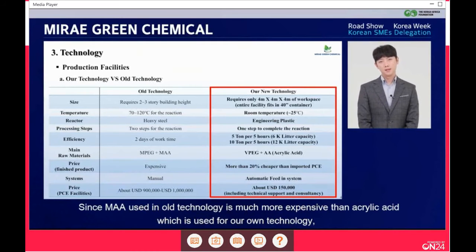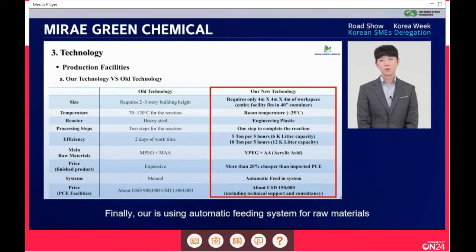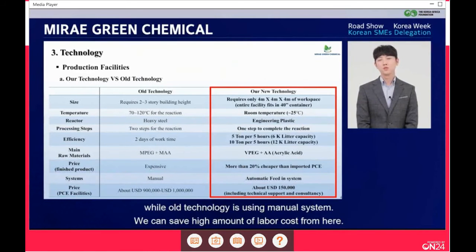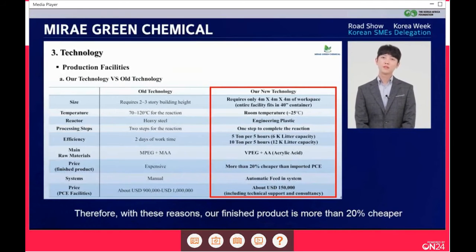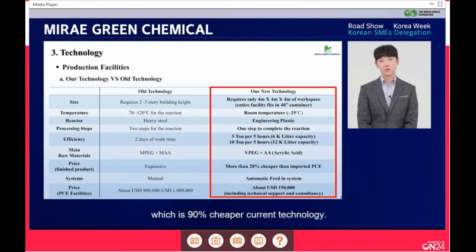Since methacrylic acid used in old technology is much more expensive than acrylic acid, which is used for our own technology, we can save costs from raw materials. Finally, ours is using automatic feed-in system for raw materials, while old technology is using manual system. We can save high amount of labor costs from here. Therefore, with these reasons, our finished product is more than 20% cheaper than imported PCE, and the facility cost is only about $150,000, which is 90% cheaper than current technology.